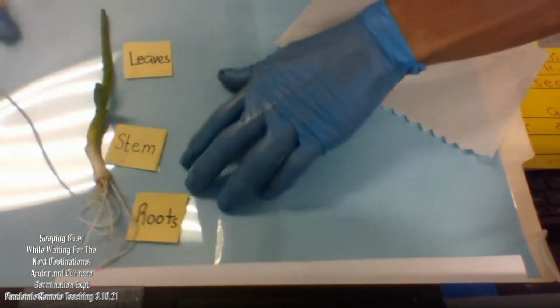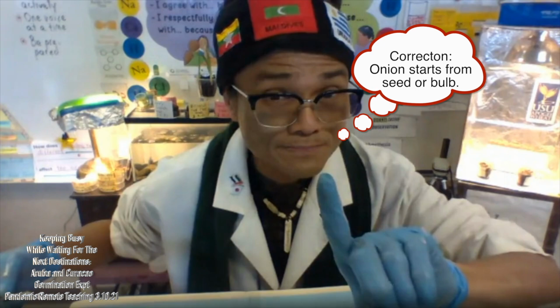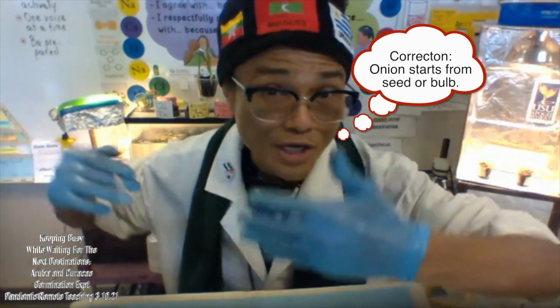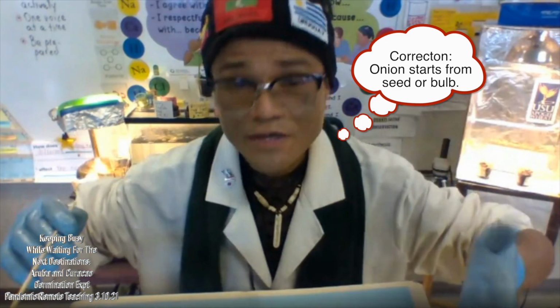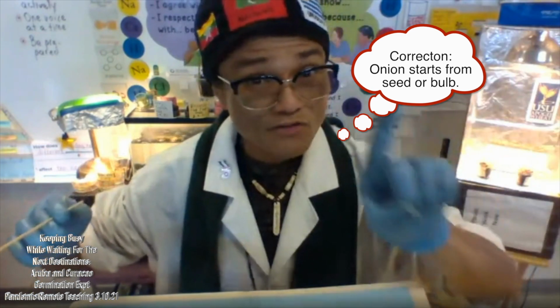All right. Excellent. Now, for many plants, the life begins with a seed. Onion does not start from a seed, by the way. But we're going to think that this is a regular plant that starts with a seed. So let's start the story by thinking of a seed.